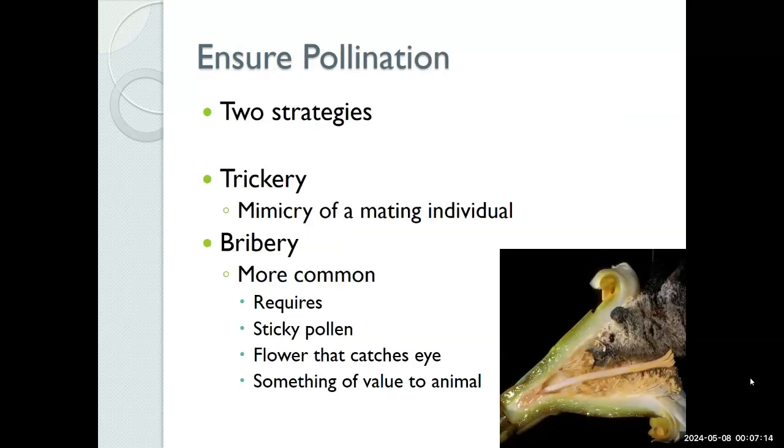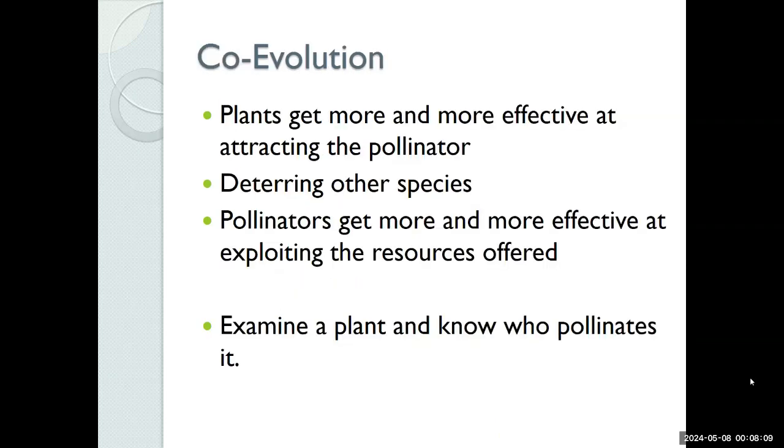To ensure pollination, plants employ one of two strategies. Either they can trick, but more commonly, they bribe them. Plants will evolve to be more and more effective at attracting their pollinator of choice, and deterring other species to decrease competition. Because it's not just about having a reproductive event, it's about having a successful reproductive event with energy efficiency. And the pollinators will get more and more effective at exploiting the resources offered, and that typically means taking more pollen grains with them. So as a result, you can often just look at a plant and know who's pollinating it. There are some key patterns that we'll get to.